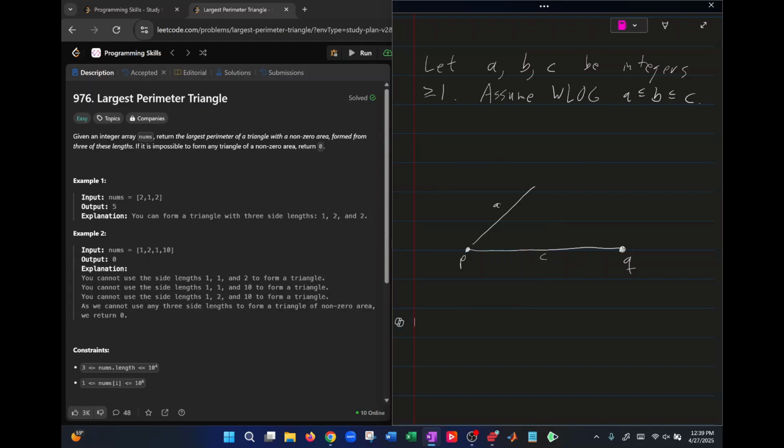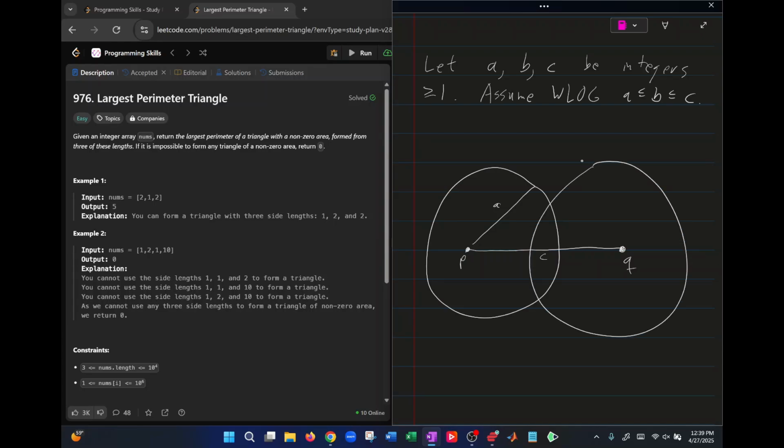The last scenario is one in which A plus B is greater than C. And then what this will look like is, let's just draw it like this. And this will be B. Then there will be 2 points on the line segment between P and Q.